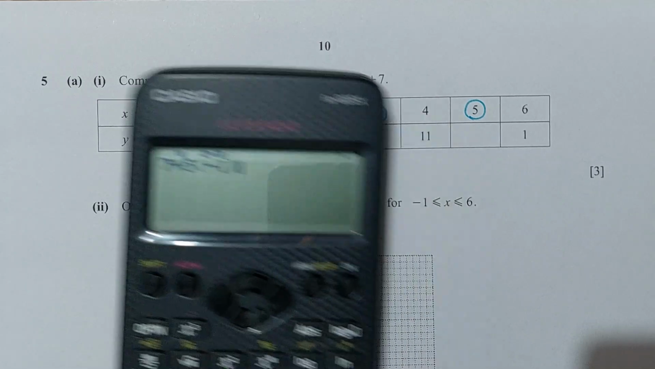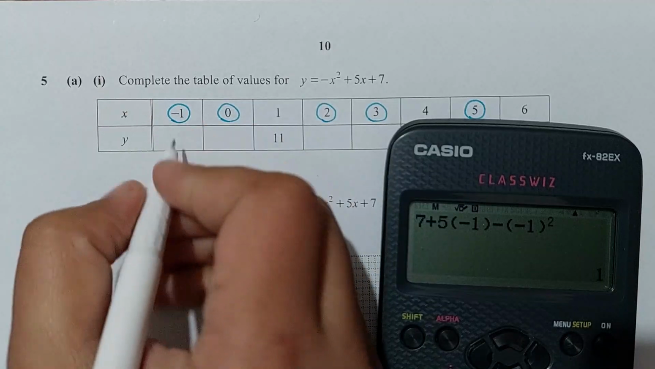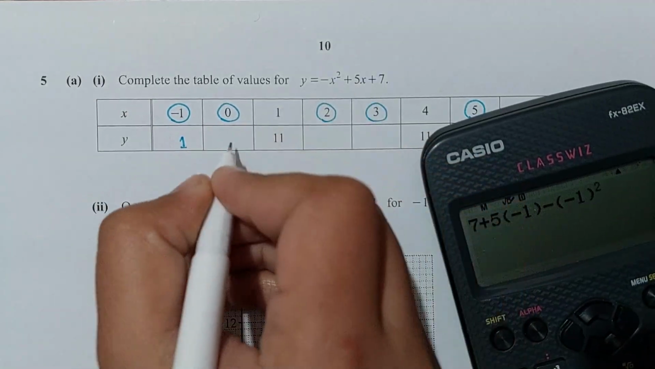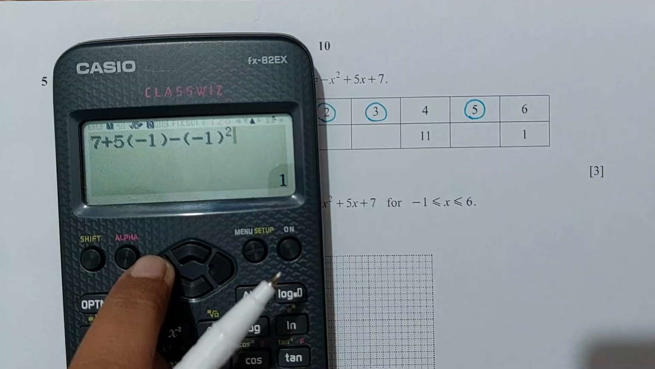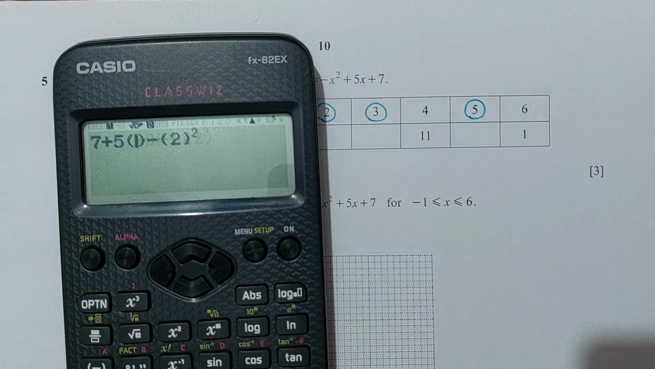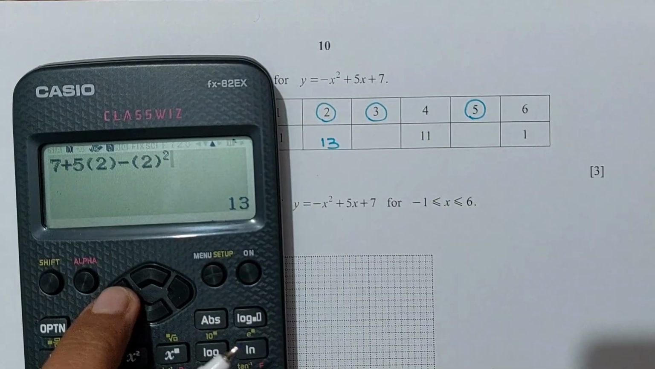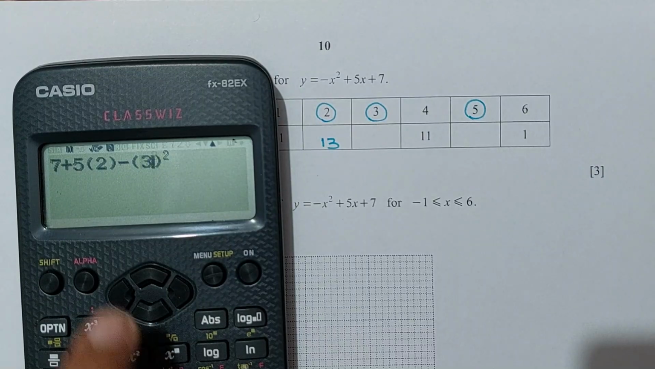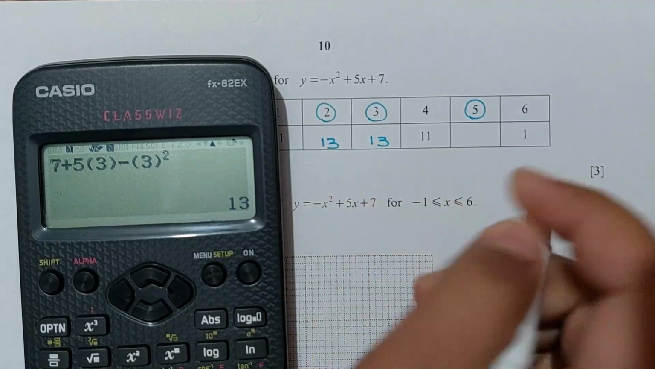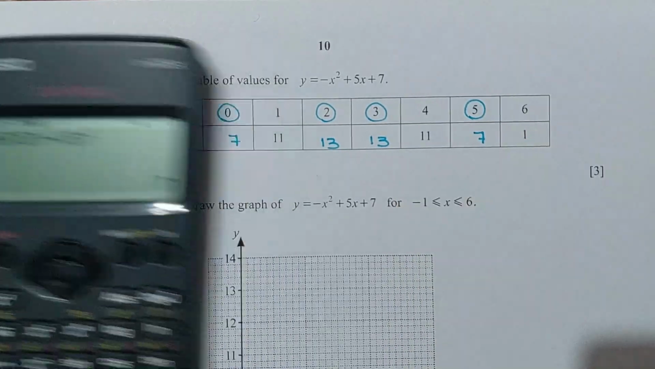minus x square. For x is -1, minus 1 squared, the answer is 1. When we put 0, it's just 7. When we put 2, the x is replaced with 2. It's 13. Replace x with 3. It's 13 again. Now with 5, it's 7. The table is completed.